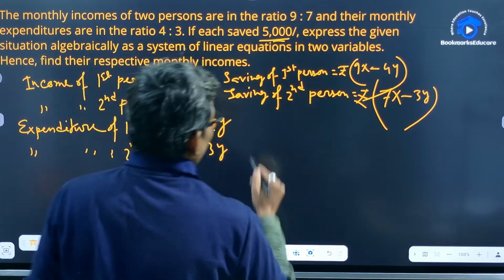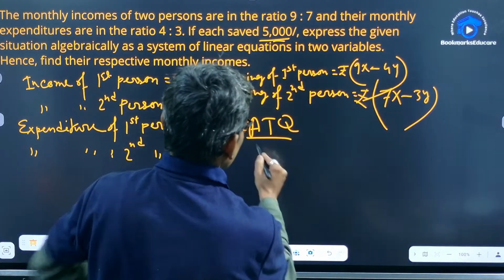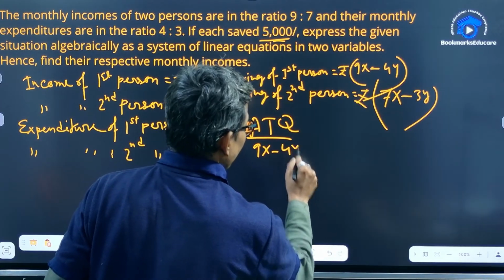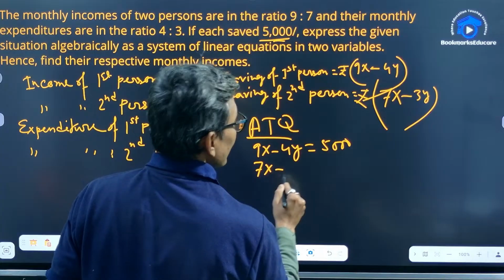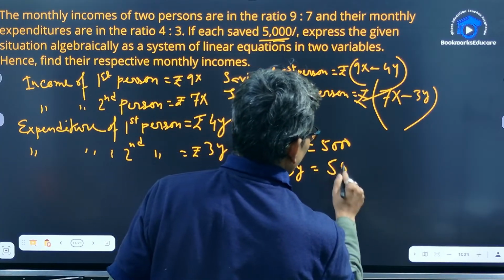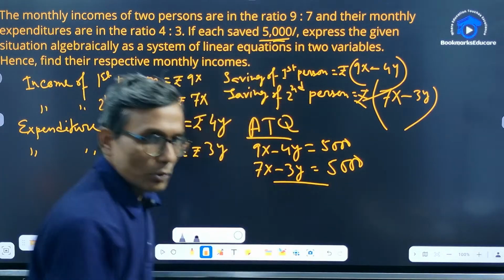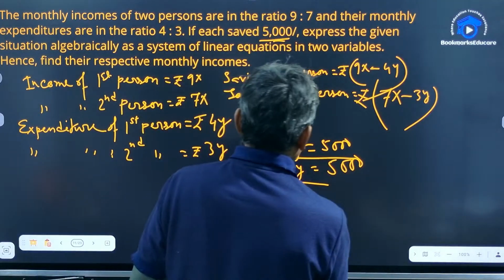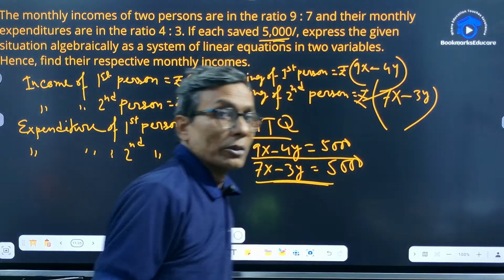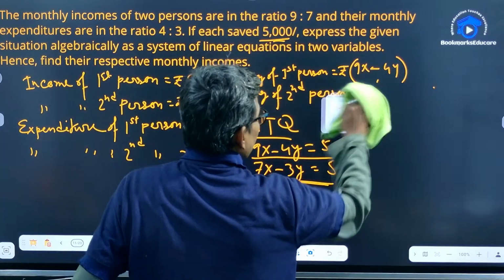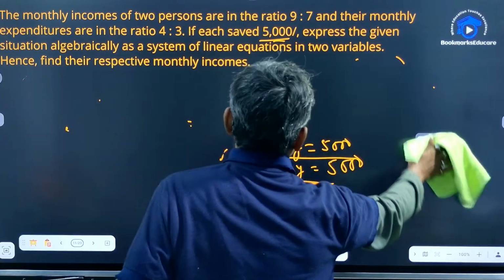So we have to form the equations. So ATQ, according to the question, 9x minus 4y is equal to 5000 and 7x minus 3y is also equal to 5000. So we have to solve these two linear equations, मतलब do simultaneous equations. We solve it with the help of the method of elimination.